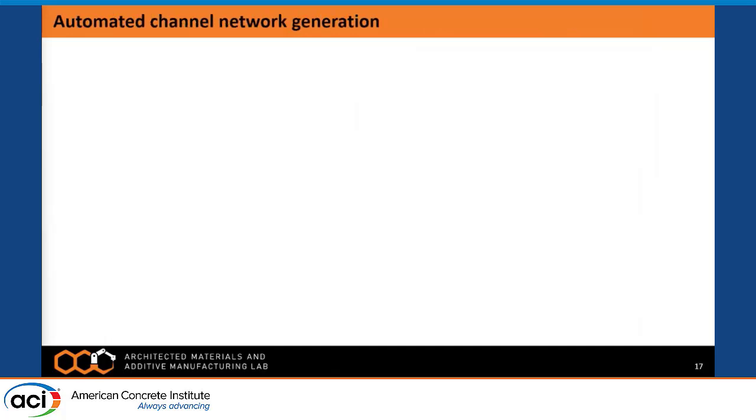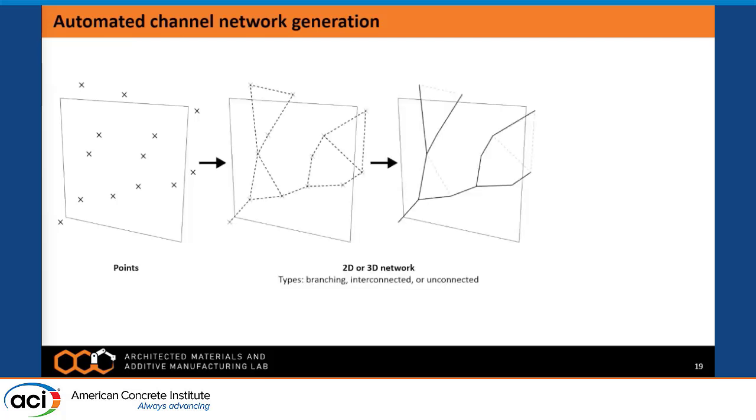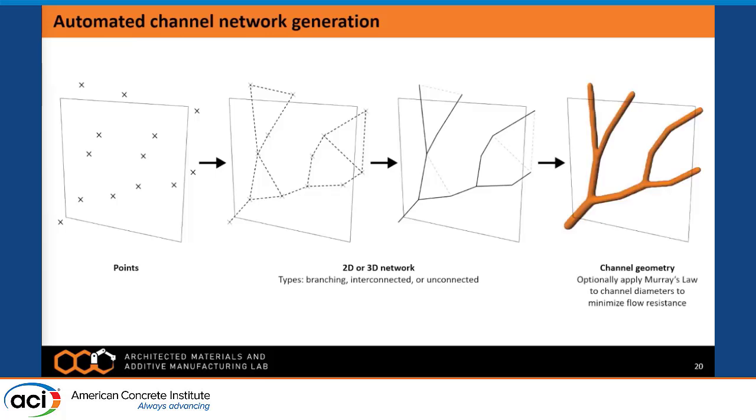After the tests with single channels, we further expanded the Grasshopper script by including the capability to generate channel networks rapidly. The input in this automated modeling sequence is a collection of points. From these points, several types of 2D and 3D networks can be generated, for example, branching, interconnected networks, or separate channels. And then the channel geometries are modeled by specifying a channel radius and optionally applying Murray's law.